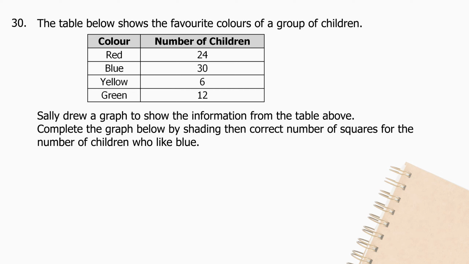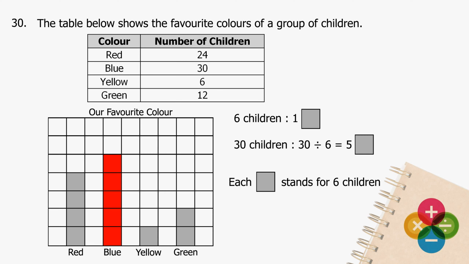Question 30. The table below shows the favorite colors of a group of children. Sally drew a graph to show the information from the table above. Complete the graph below by shading the correct number of squares for the number of children who like blue. Six children is equal to 1 square. 30 children will be: divide 30 by 6, and the quotient is 5 squares. The shaded squares will be shown in red.